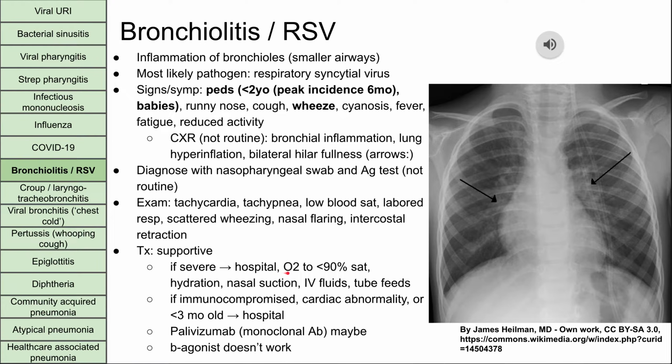So again, some of the things that they might do at the hospital are bringing their O2 above 90%, giving them supplemental oxygen. They can hydrate them with an IV. Sometimes these kids have trouble drinking liquids. Nasal suction helps, IV fluids help, tube feeds. Otherwise, the treatment is supportive. Otherwise, they don't need to go to the hospital.